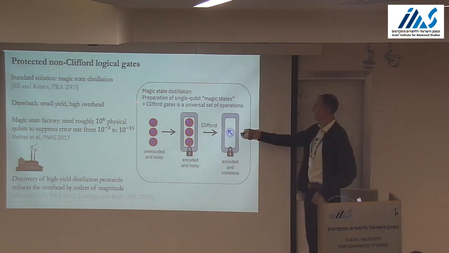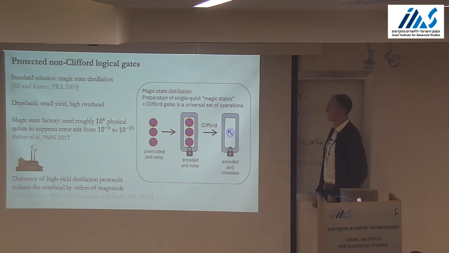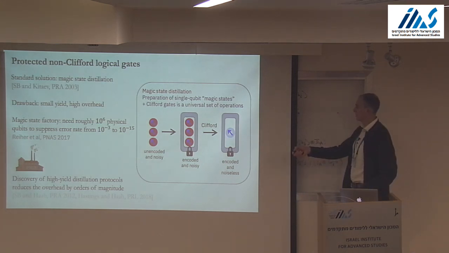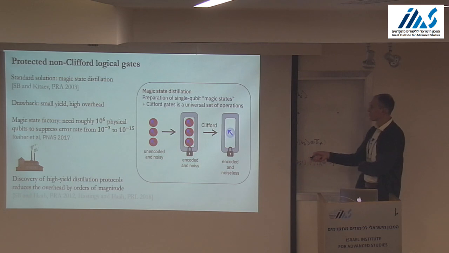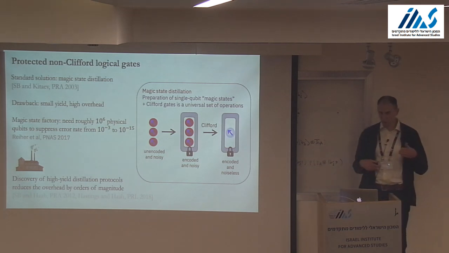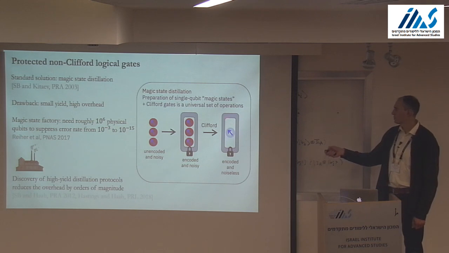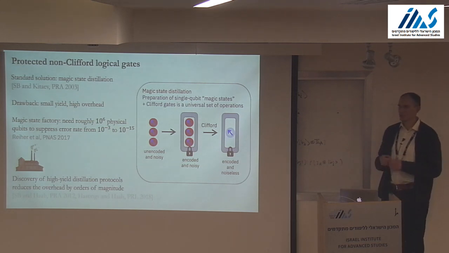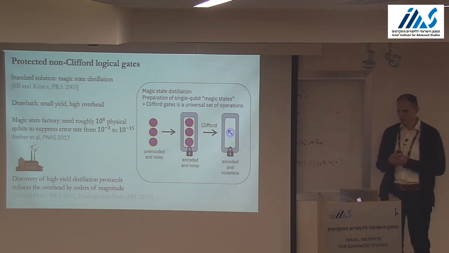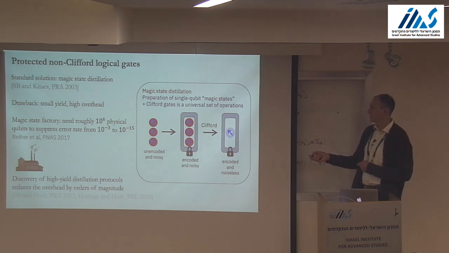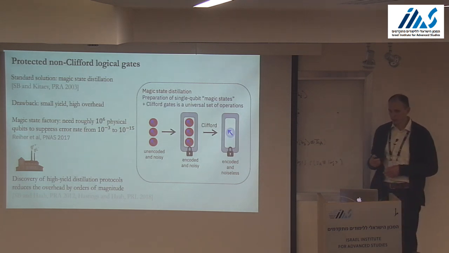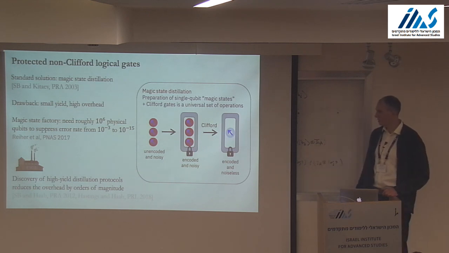And surface code allows us to implement logical Clifford gates reliably, and we can prepare noisy versions of these magic states, encode each magic state by the surface code. So we would get a noisy encoded magic state, and then we would use logical Clifford gates to distill a noiseless version of a magic state. But unfortunately, this method has a very high overhead, so it's not quite practical.